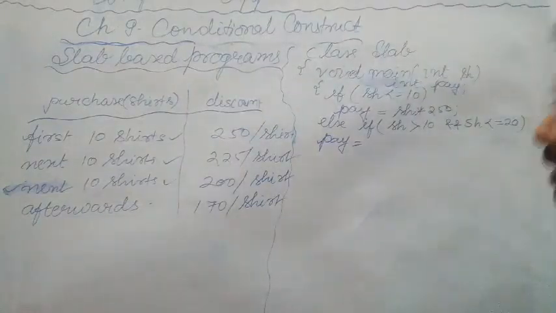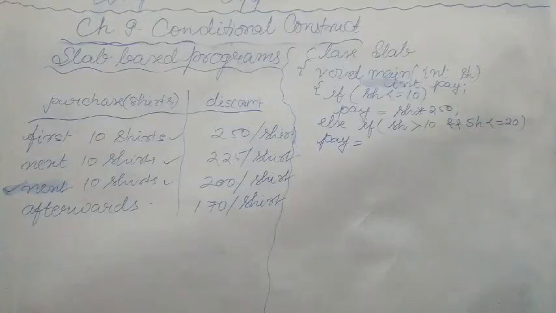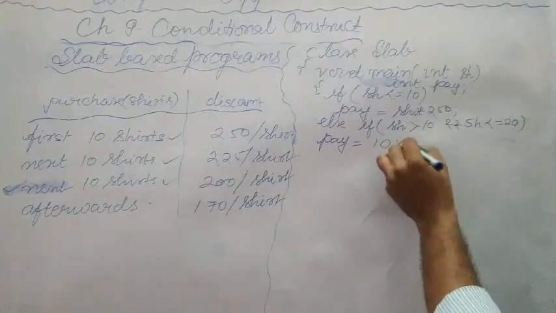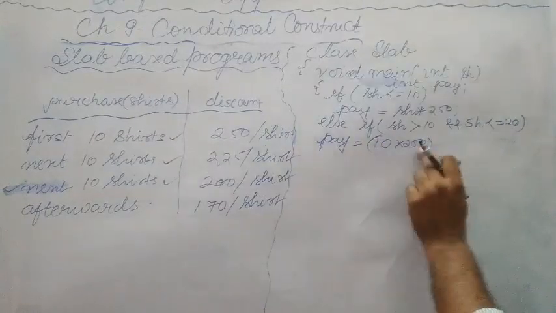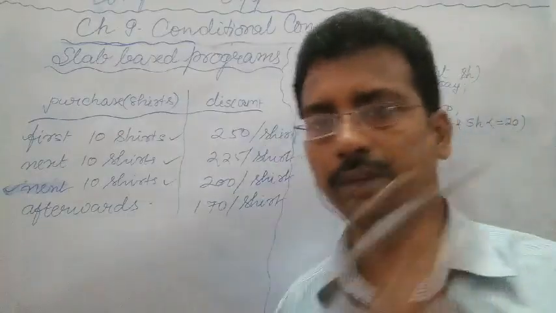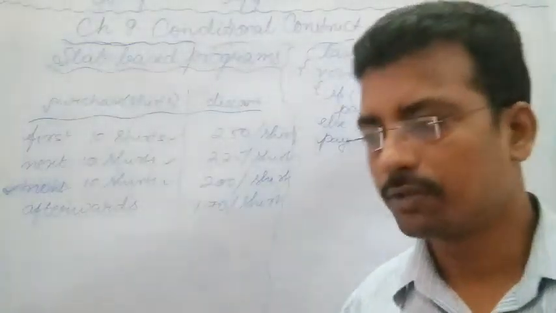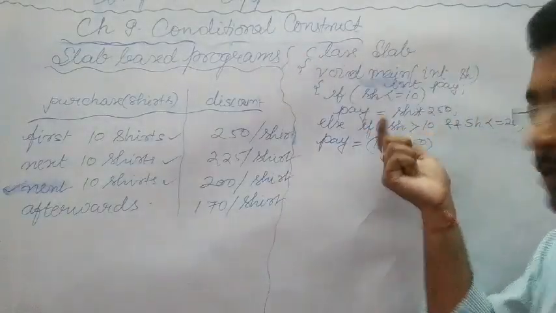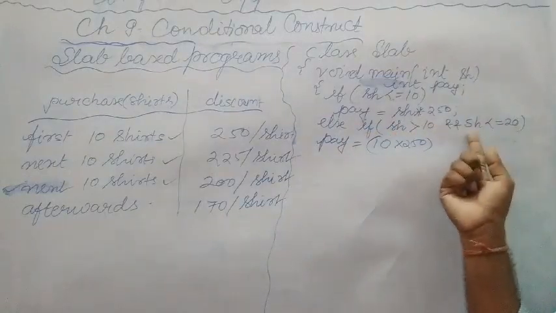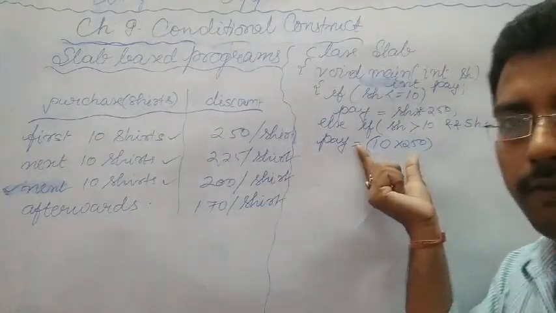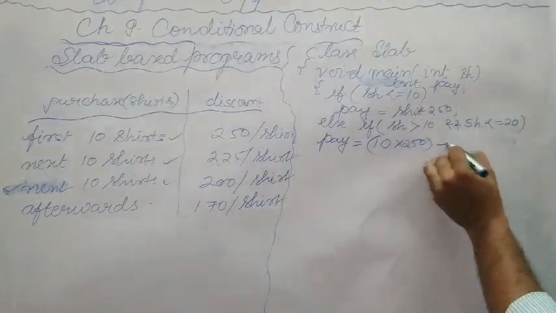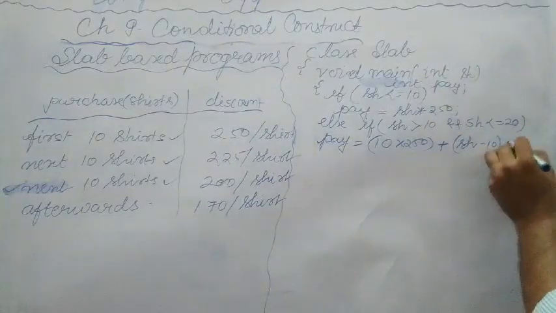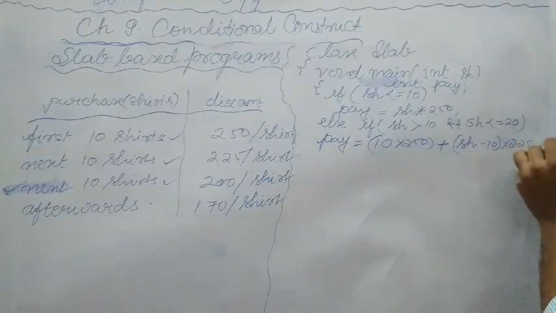Now see, if the total number of shirts is coming more than 10, first we will calculate 10 into 250. This is the starting 10 shirts value. Suppose any person is purchasing 17 shirts. So 17 will fall in this condition, because 17 is more than 10 and less than 20. So first 10 plus whatever number of shirts there are minus 10 multiplied with 225.